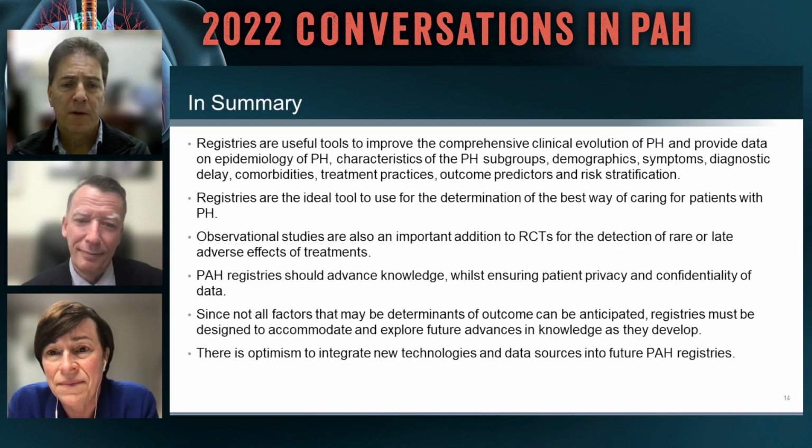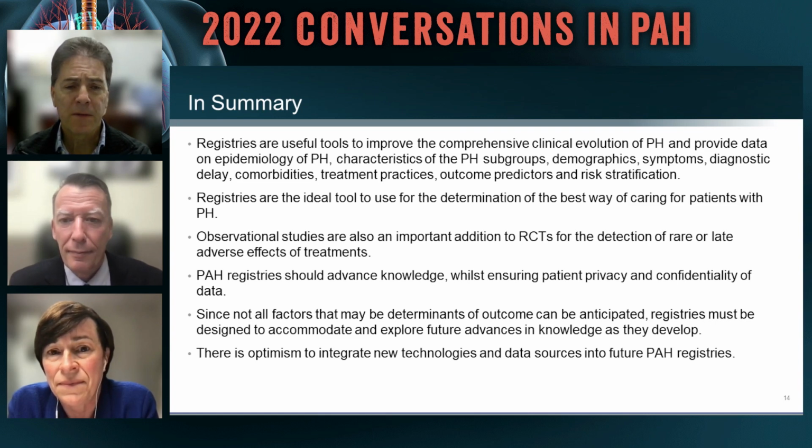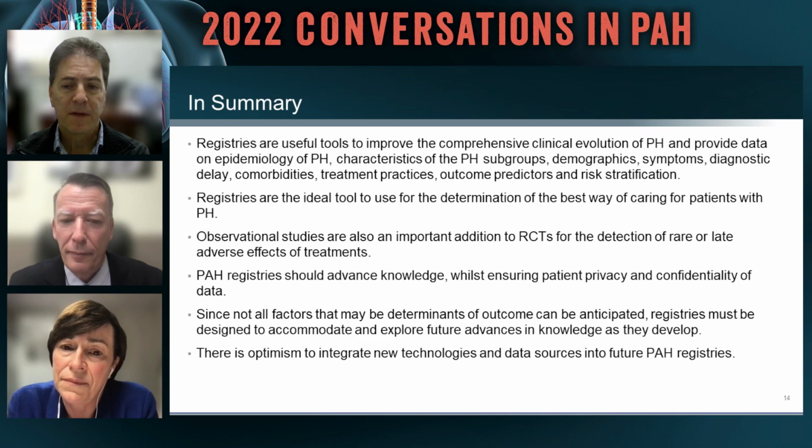So let's just summarize what we've talked about. Both of you have talked about the importance of registries and how the real-world presentation in the clinic may be very different sometimes from what we see in randomized controlled trials. Registries are the ideal tool to determine the best way of caring for patients within the country and region being studied. Observational studies are also important in addition to randomized controlled trials for detecting rare or late adverse effects of treatments, things we may not see with the usual regulatory pathways for phase 4 follow-up of these drugs.